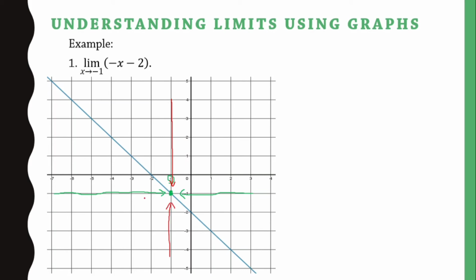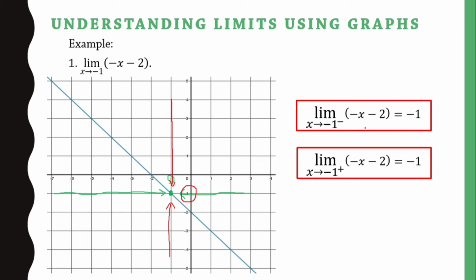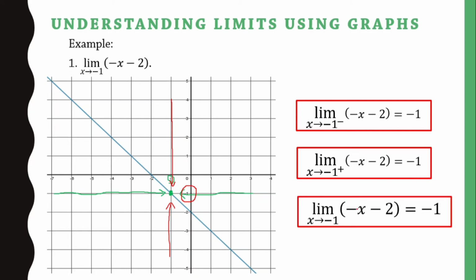Now, take note, as the value of x approaches negative 1 from the left and from the right, the value of y that it approaches is negative 1. So we can say that the limit of negative x minus 2 as x approaches negative 1 from the left is negative 1. From the right, that's also negative 1. Therefore, the limit of negative x minus 2 as x approaches negative 1 is negative 1.